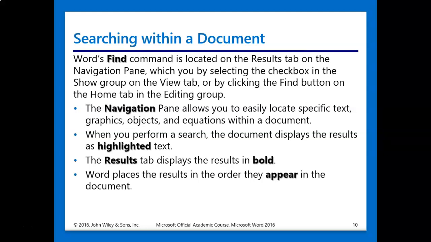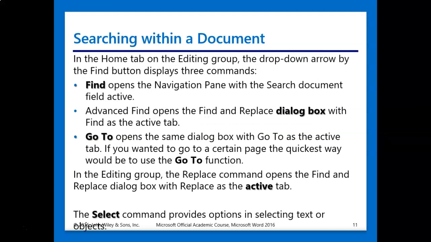The navigation pane allows you to easily locate specific text, graphics, objects, and equations within a document. When you perform a search, the document displays the results as highlighted text. The Results tab displays the results in bold. Word places the results in the order they appear in the document. So in other words, when you hit the Find command and hit the enter button to start looking, you will see it in the navigation pane in the order that it appears in the document. So even if you're on the last page, it's going to start from the first page.